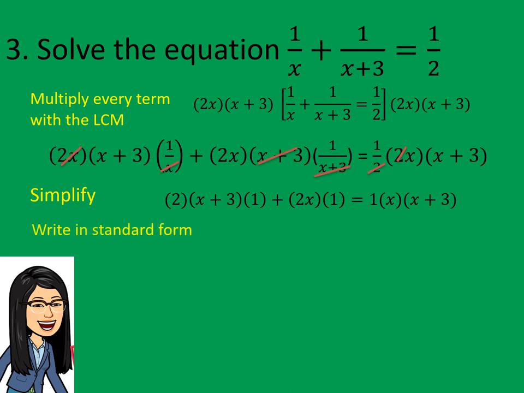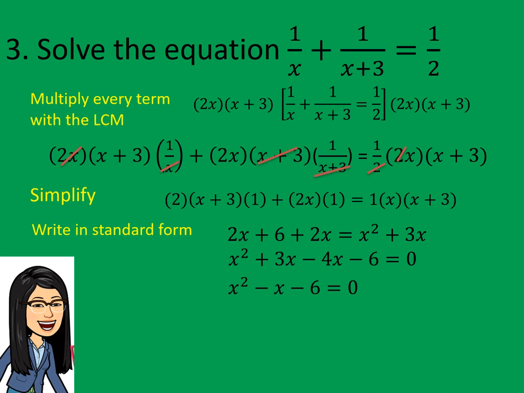2 times x plus 3 is 2x plus 6. 2x times 1 is 2x. X times x plus 3 is x squared plus 3x. Let us simplify and write in standard form. So it will be x squared plus 3x minus 4x minus 6 equals 0, and its standard form is x squared minus x minus 6 equals 0.